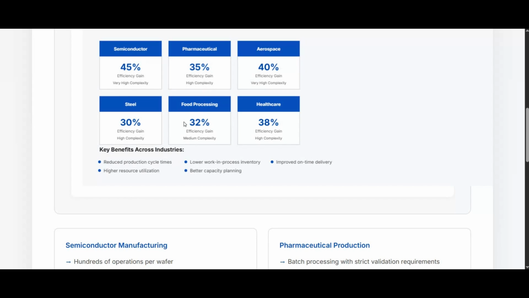Across industries, the main benefits are clear: shorter production cycles, less work in process inventory, better use of resources, and improved on-time delivery. In other words, smarter scheduling leads to faster, more predictable operations at lower costs.